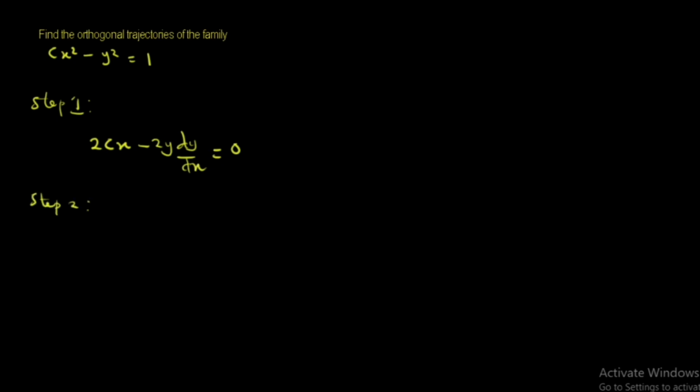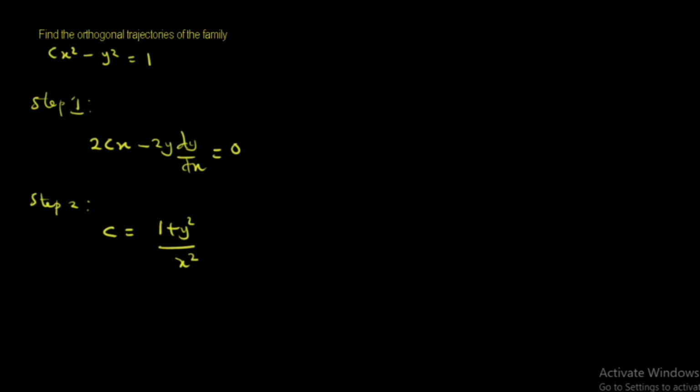For step 2, we need to eliminate the parameter c. The first one was k, but now the parameter has changed to c, which is a constant. So then we need to make c the subject from this equation. Making c the subject, you're going to get that c will be equal to 1 plus y squared all over x squared. So then we are going to substitute this to where the c is.